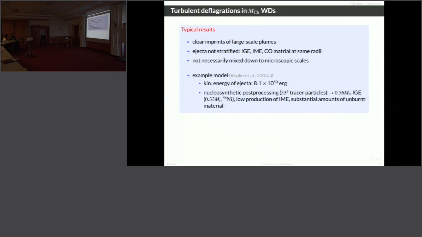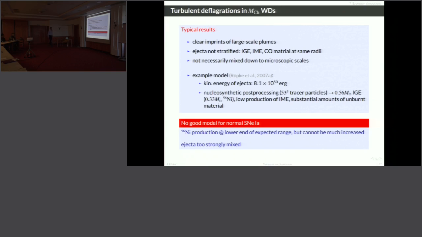Nuclear synthesis post-processing, as we discussed it yesterday, was done for this model with 53 cube tracer particles, and from that one gets a total iron group element production of 0.56 solar masses. Nickel 56, however, is only 0.33 solar masses of this, because in a deflagration we have strong neutralization due to electron captures, because the burning is slow in the beginning, so the material stays at rather high densities and can neutralize quite substantially. We have low production of intermediate mass elements, at least as compared to the predictions of one-dimensional models, and substantial amounts of unburnt material.